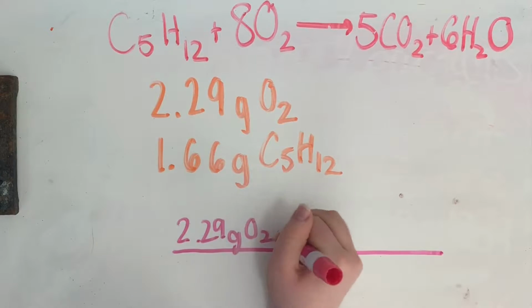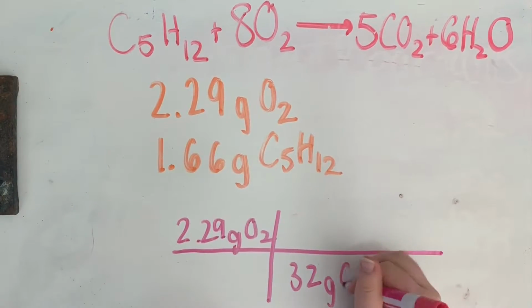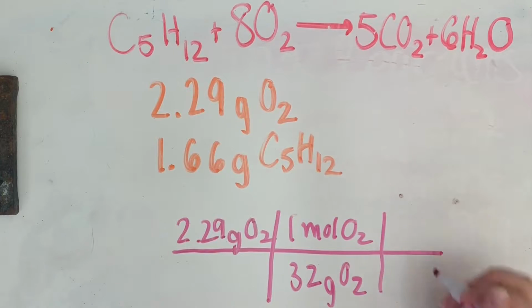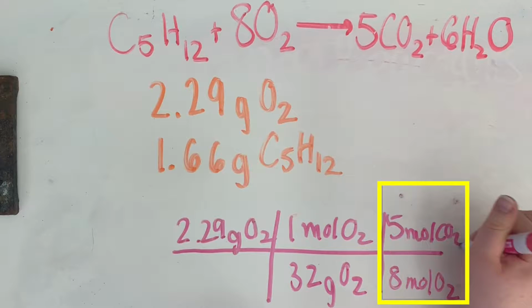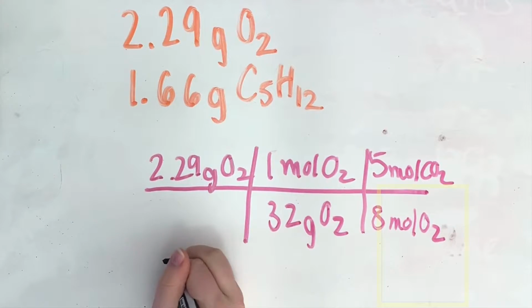Starting with oxygen, set up a dimensional analysis chart to convert from grams O2 to moles O2. Make sure you're using the molar mass for oxygen gas. Once you're in moles of O2, you need to use the molar ratio of O2 to one of the products. In this case, we chose to find the molar ratio of oxygen gas to carbon dioxide. Remember, to find the molar ratio, look at the number of moles of each substance in the reaction. Because there's 8 moles of oxygen and 5 moles of carbon dioxide, the molar ratio is simply 8 moles oxygen to 5 moles carbon dioxide.